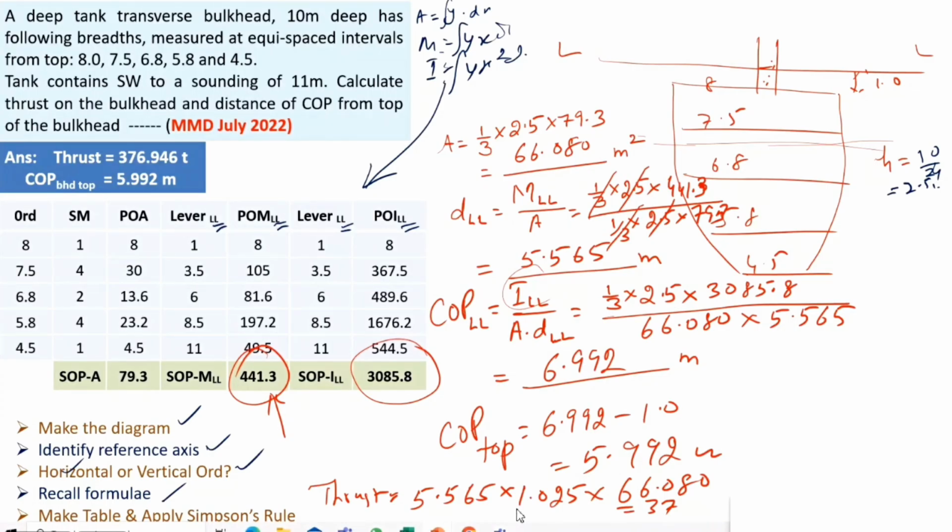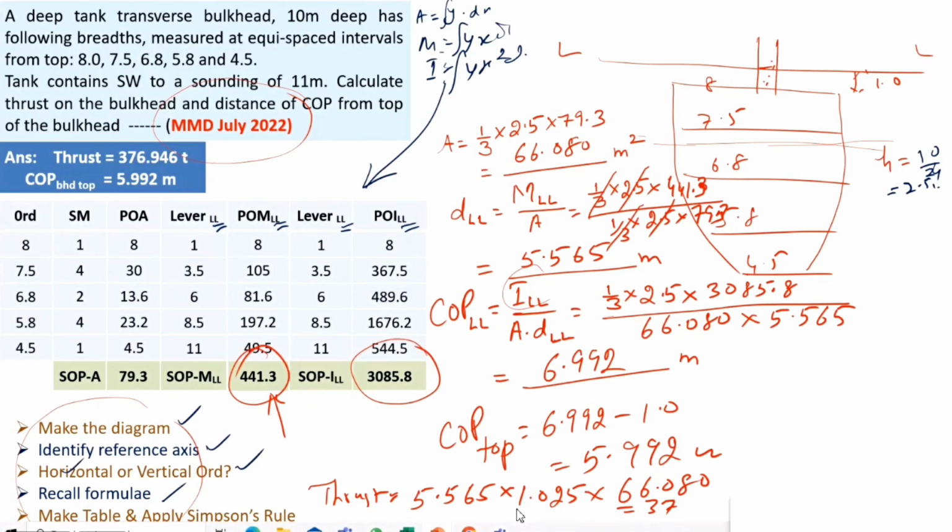Now what have we seen? A case of horizontal ordinates, and it's an MMD question. Just to give you the confidence, such questions do figure in the MMD exam, and you can solve them. They are pretty straight and simple. I've given you the steps here, guys. Please pay attention to the steps: make the diagram, identify the reference axis, figure out whether it's a case of horizontal or vertical ordinates, recall the formulae, based on the formulae make the table, and proceed with the Simpson's rules.